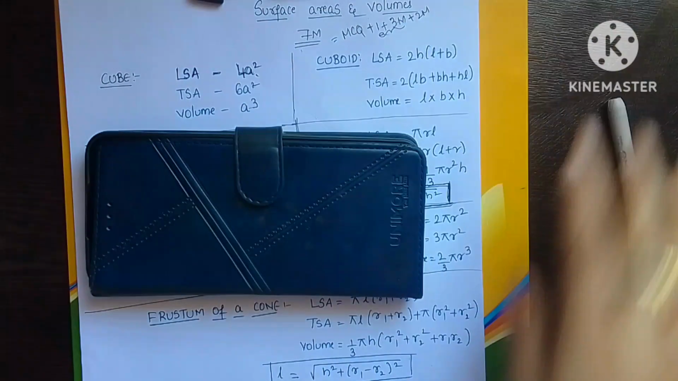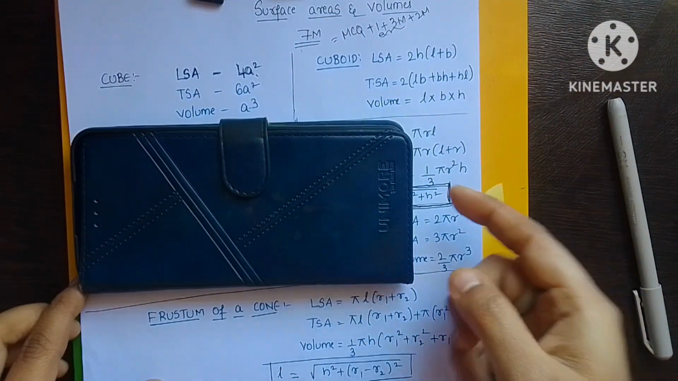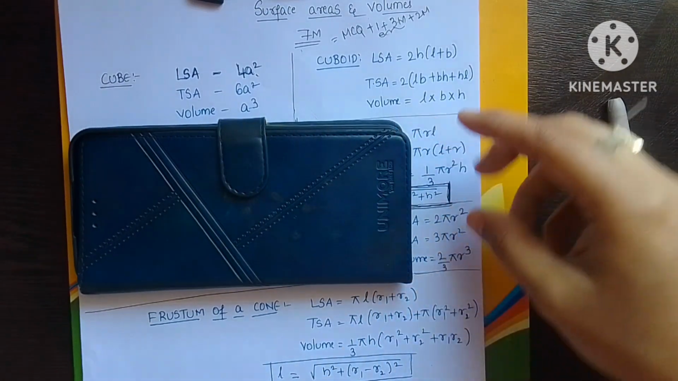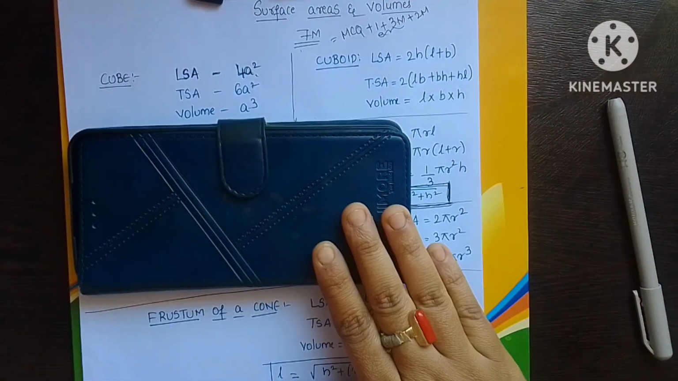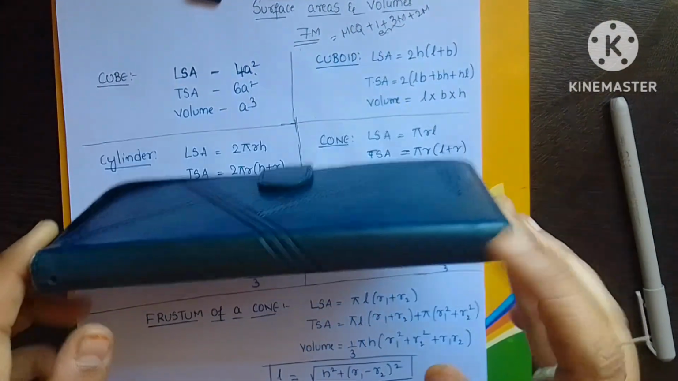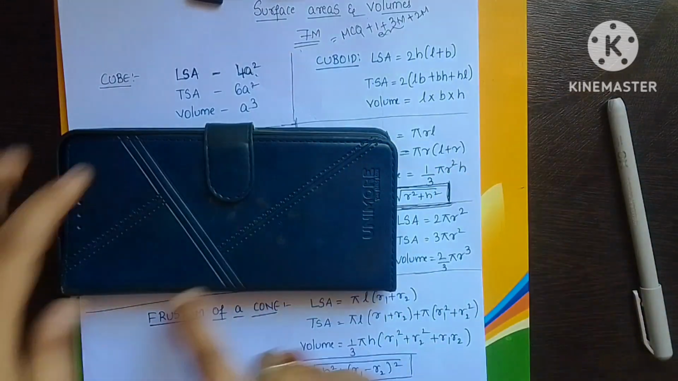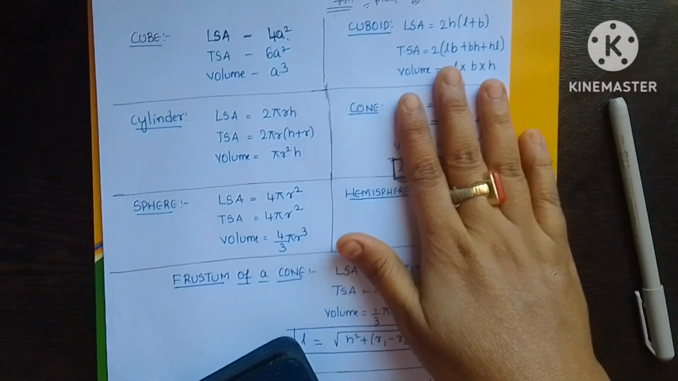And the total surface area, how much are they saying? 2 into lb plus bh plus hl, where l means length: l into breadth plus breadth into height plus height into length. Okay. And the volume, how much is it occupying? Length, breadth and height. Okay, for cuboid it is that.